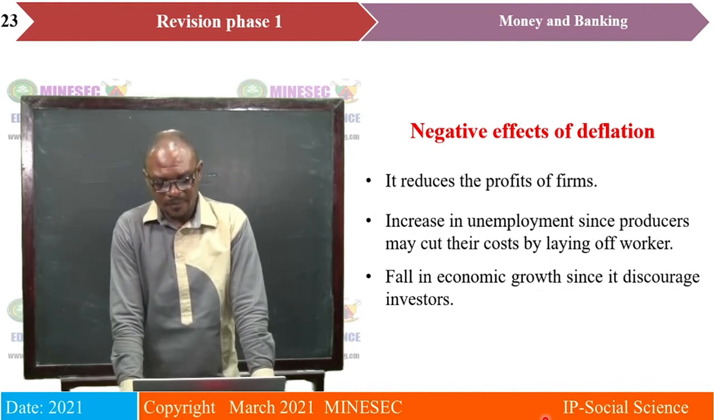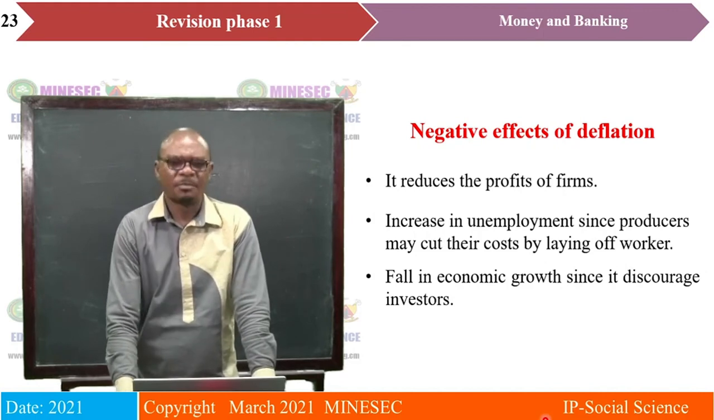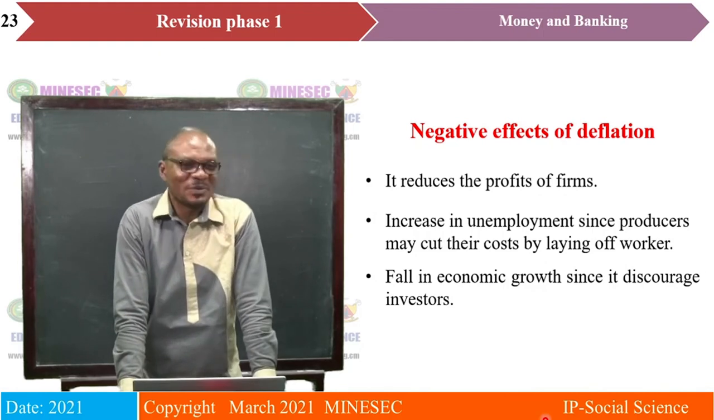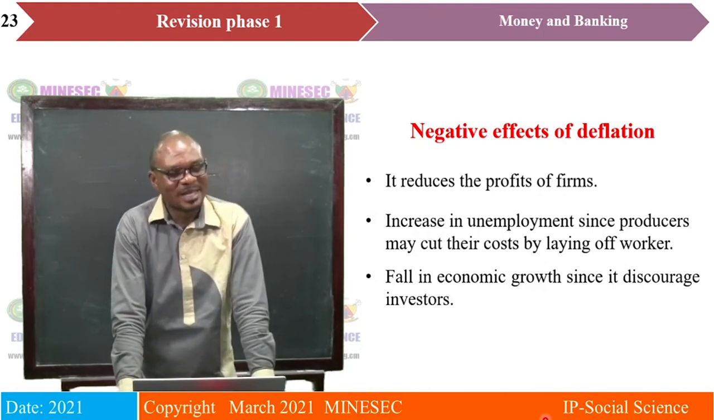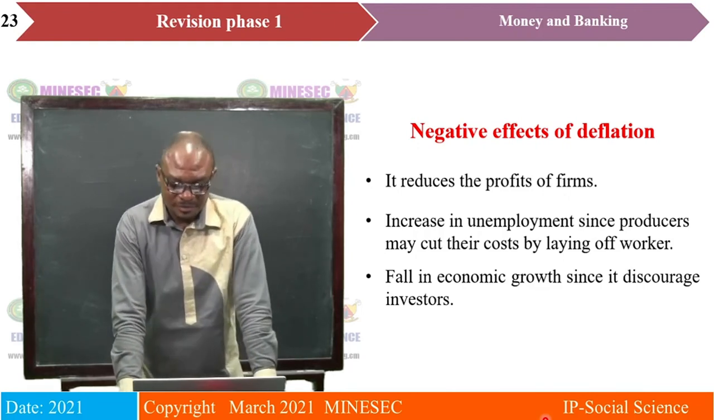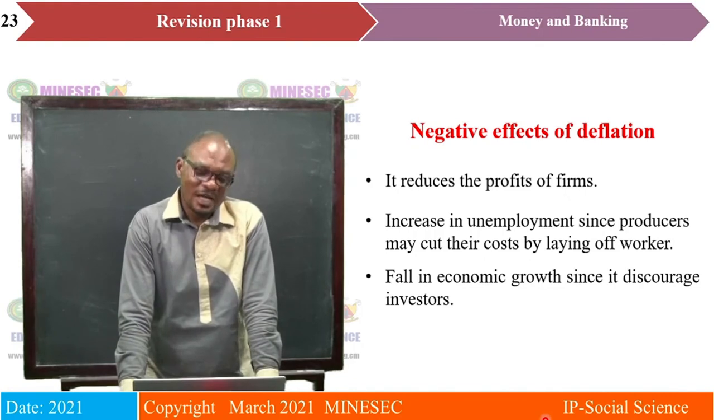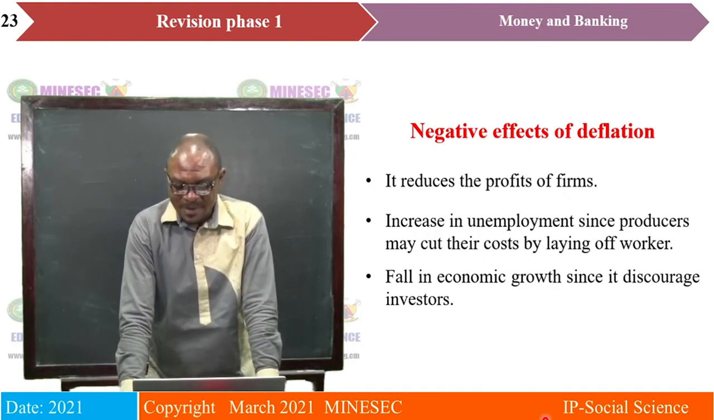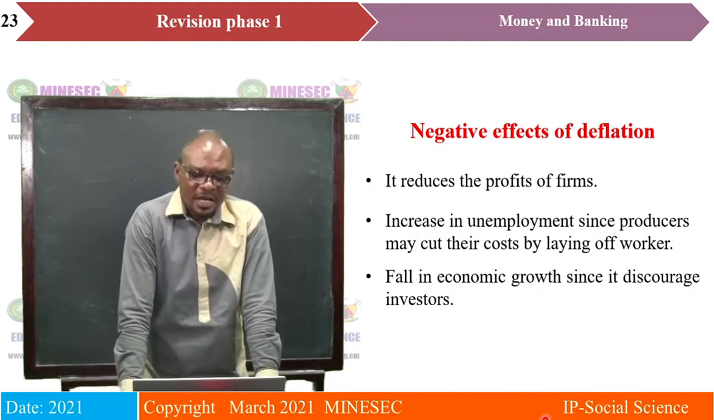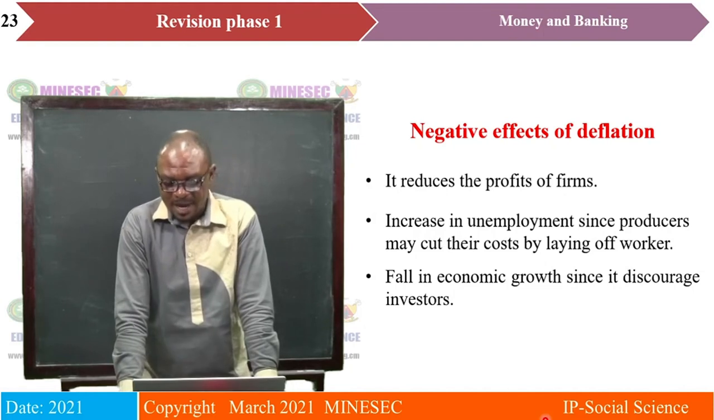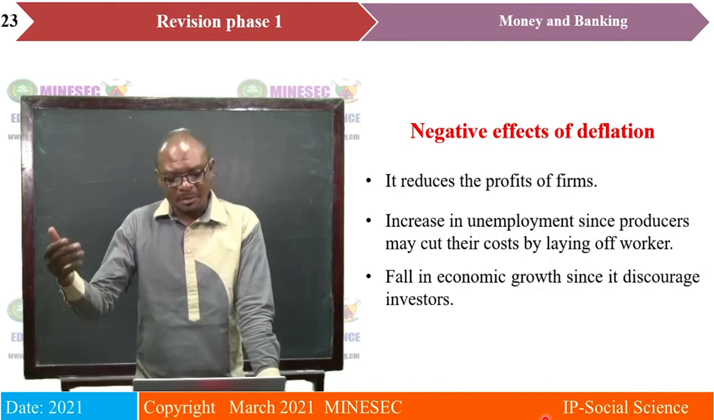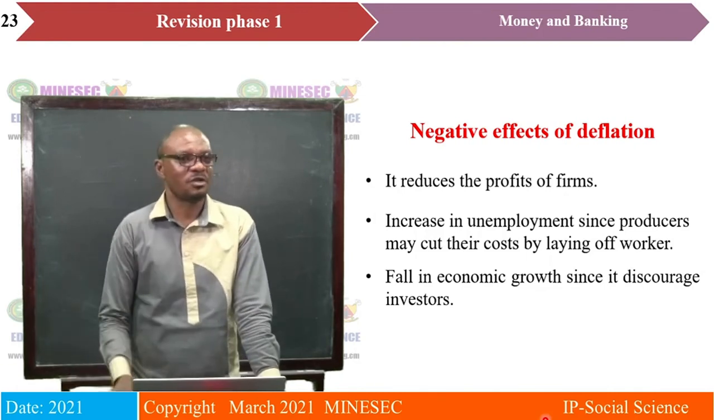First, when there is deflation, the profit of firms reduces. So if you are a producer, you suddenly know when price levels fall, because that falling price level will mean that your profit margin may reduce. And deflation also has the ability to increase unemployment in the economy. Unemployment increases because producers may want to cut their costs by laying off workers. As the price level of goods and services is falling, it means that the ability of firms to make profit will reduce, as mentioned earlier.